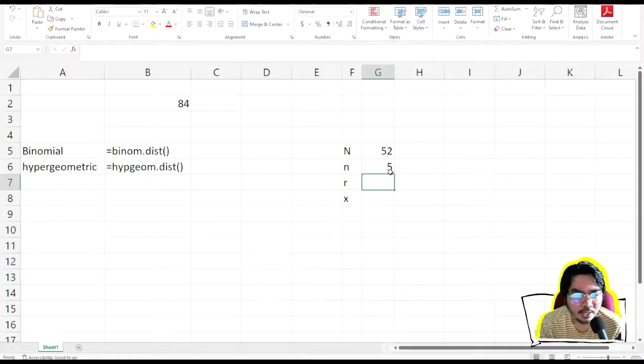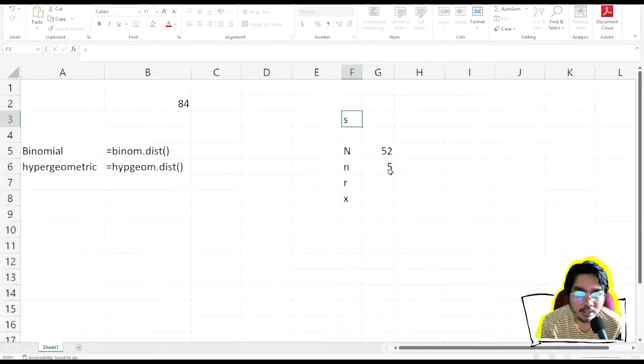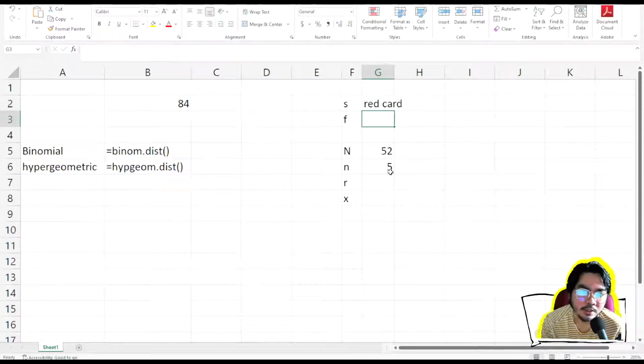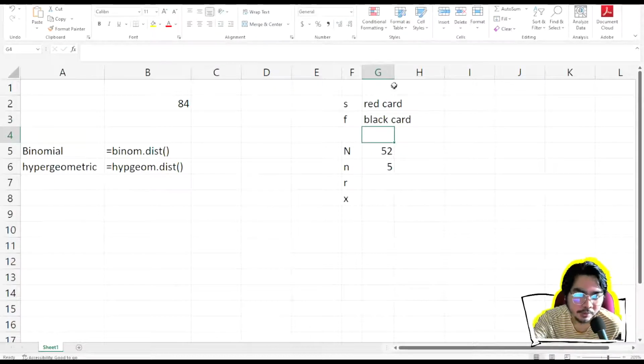Then R is the number of successes. Our success here is when we have a red card. Then failure is if we have a black card. Tama? Does that make sense? So again, we always state the success and failures.